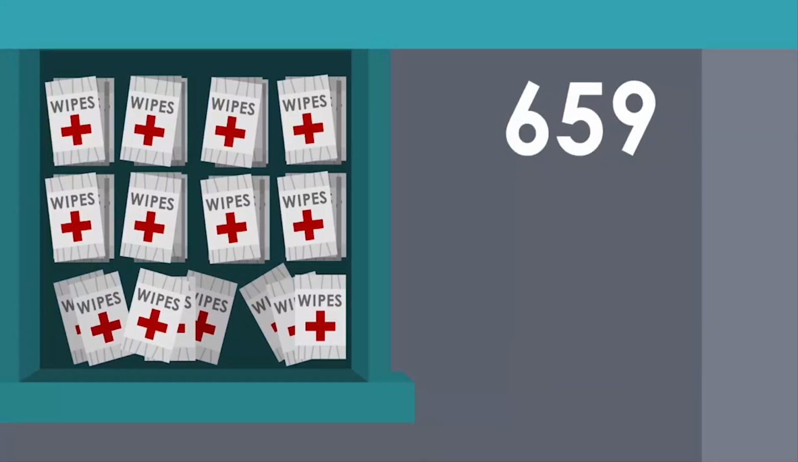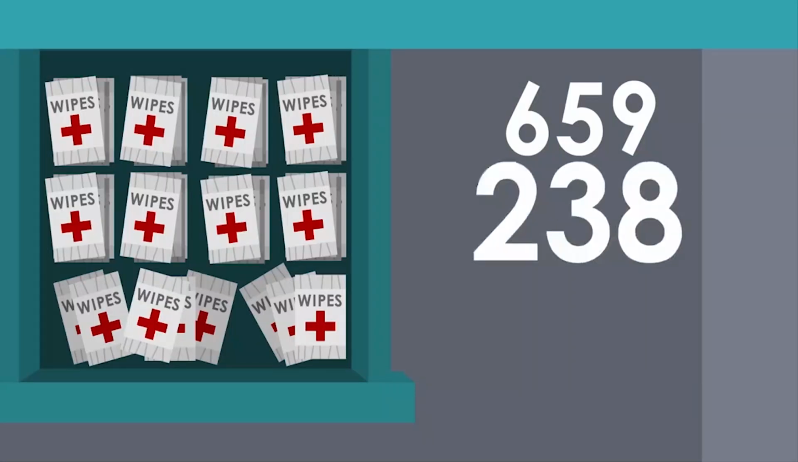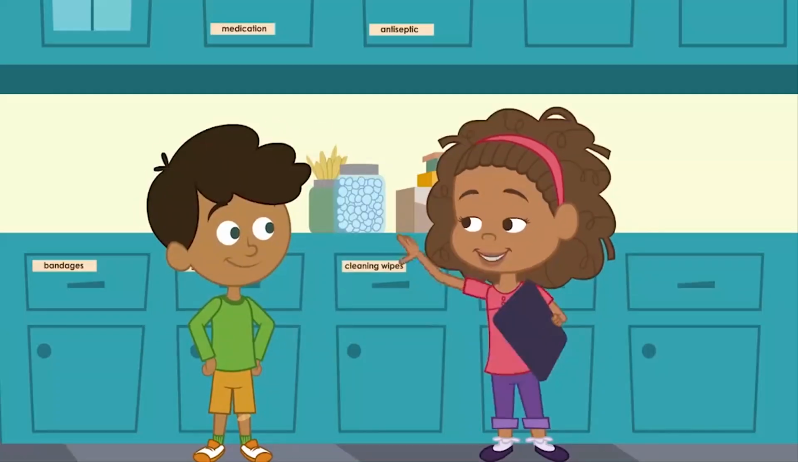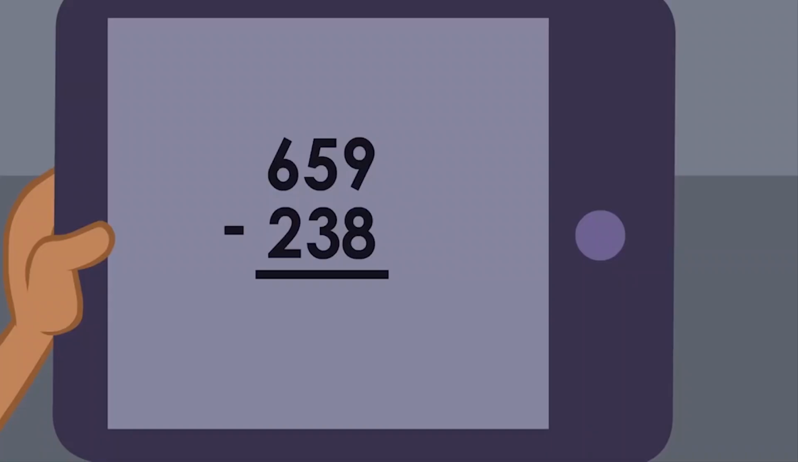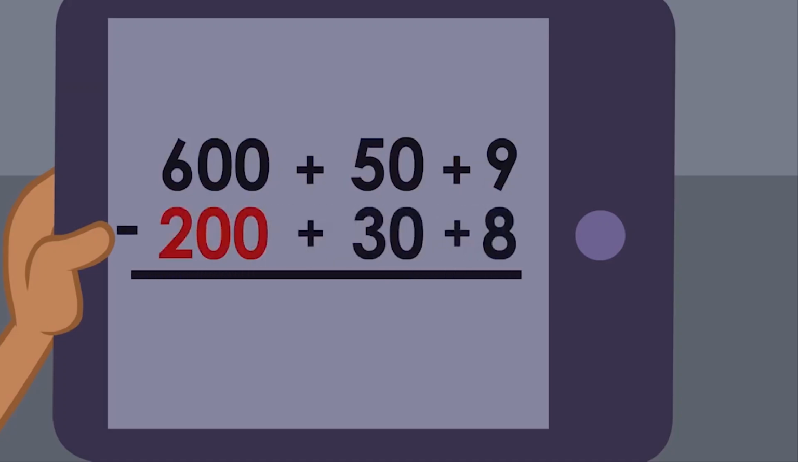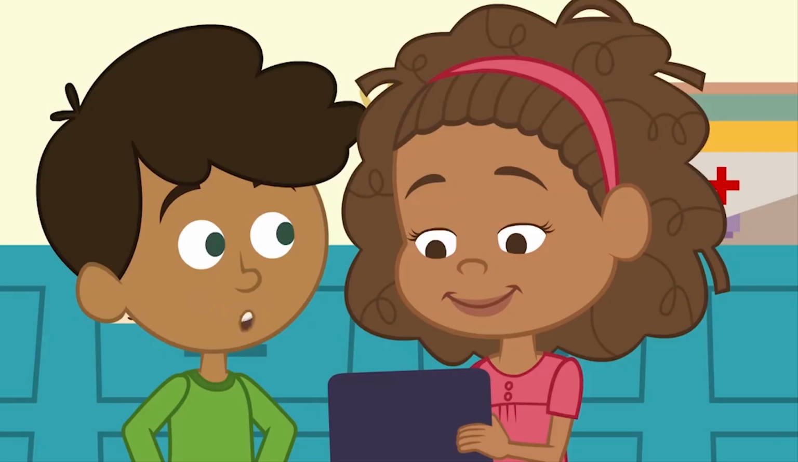The nurse started with 659 of them in the drawer and has used 238. If we subtract, we'll know how many are in the drawer now. Oh, I get it. Let's expand the numbers to help us subtract. We do that by breaking them up into hundreds, tens, and ones. 659 expands to 600 plus 50 plus 9. And 238 expands to 200 plus 30 plus 8. Now, let's subtract them. First, we subtract the ones. 9 ones minus 8 ones is... 1.